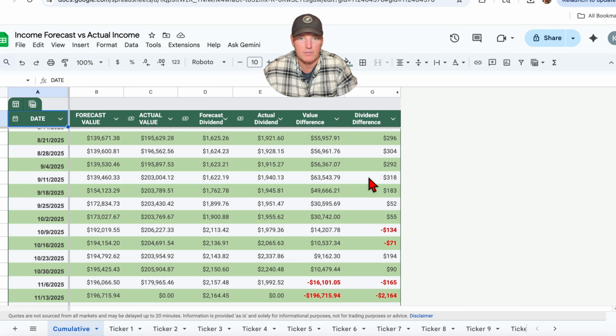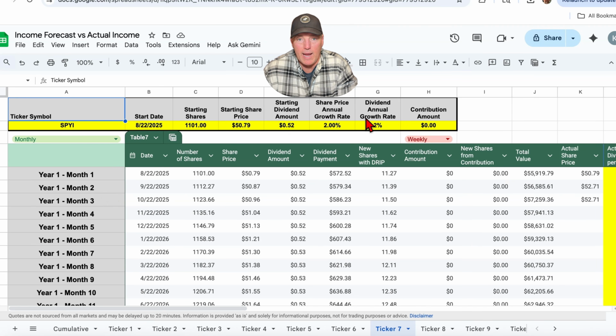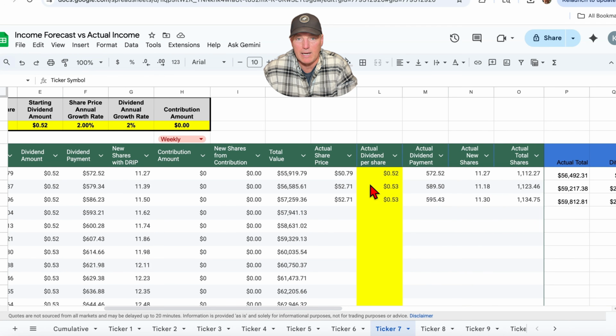That is it for this spreadsheet and looking at your actual income versus your forecasted income. Feel free again to grab one of those. Leave comments down below. This was actually expanded because one of the viewers made a suggestion, and so I added this contribution amount, and then it made me start thinking, oh, what if we look at these actual numbers versus just what we're predicting? That was expanded because of the comments.